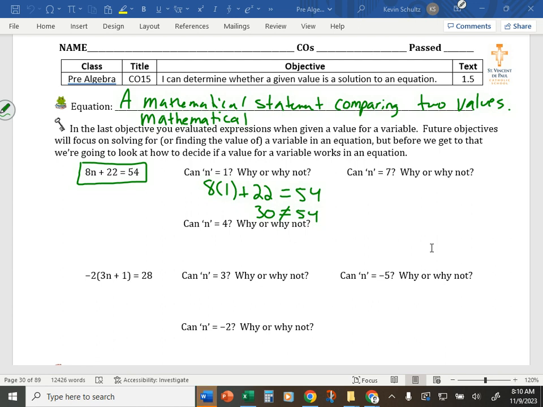No. Can everyone read that okay? No, n cannot be 1. And the reason why is right here, right? You've tested it. You've plugged 1 in for n to see if it works. Okay? Can n be 7?